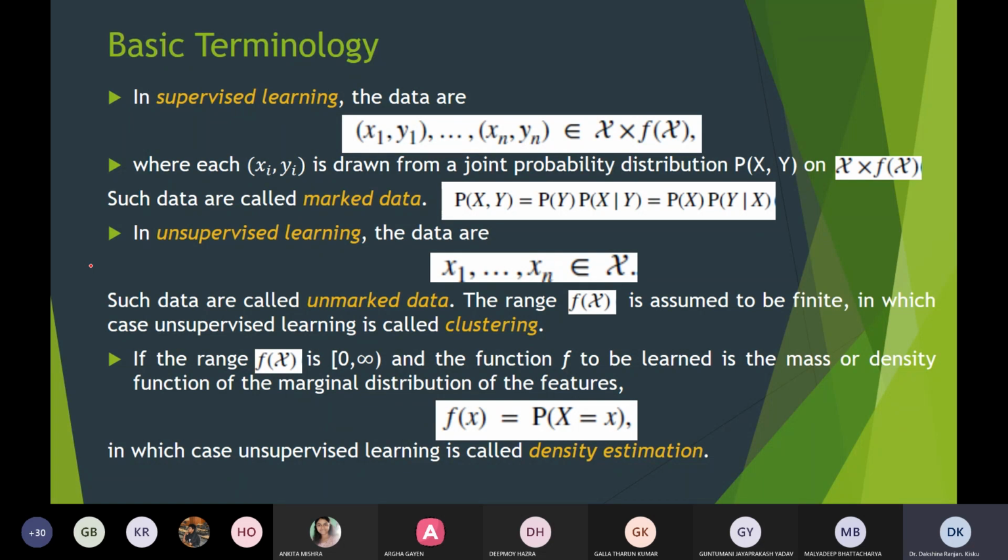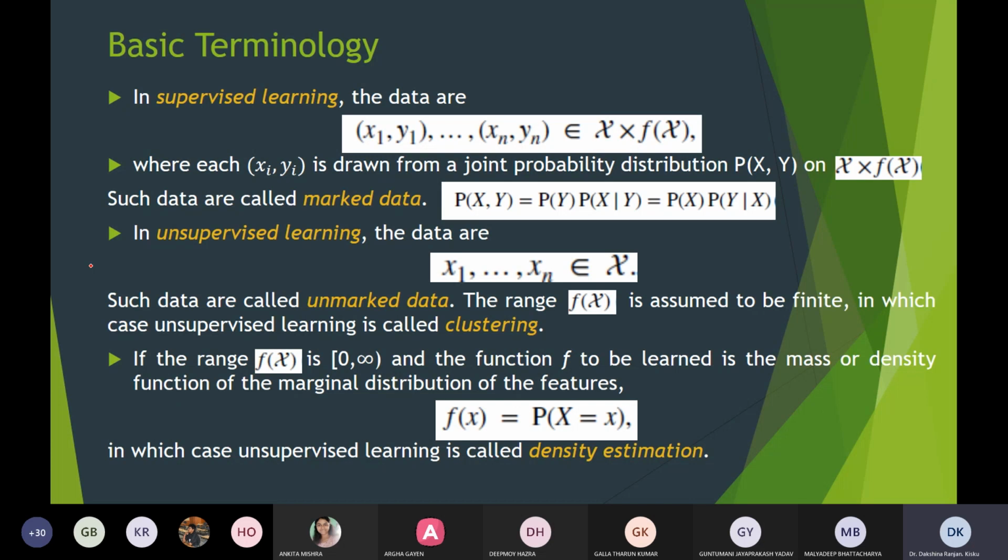Now the combination of these two entities, or these two attributes, may belong to the feature space as well as the range. The feature space and range, both these entities, make a domain from which we can draw these examples like x1, y1, x2, y2, xn, yn. Here each xi and yi is drawn from a joint probability distribution.